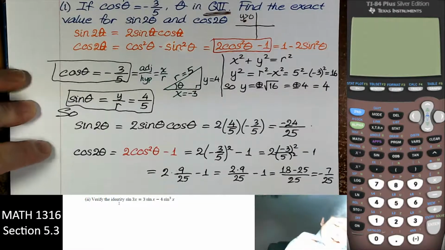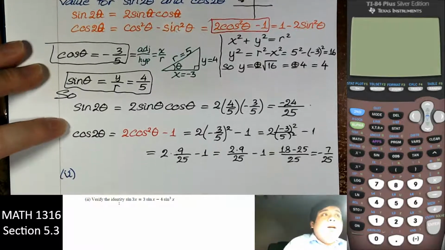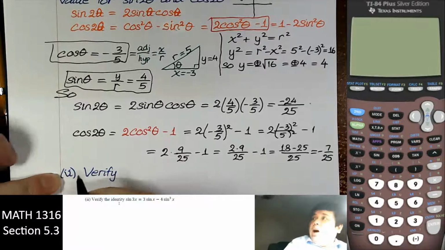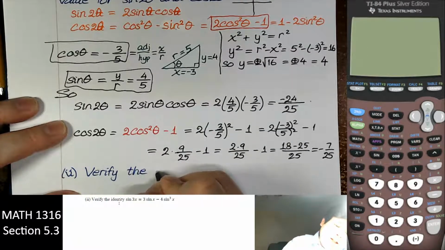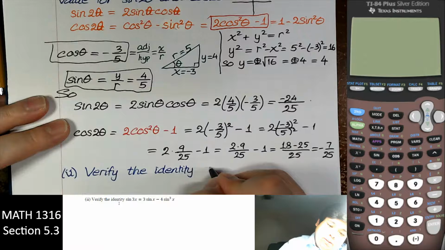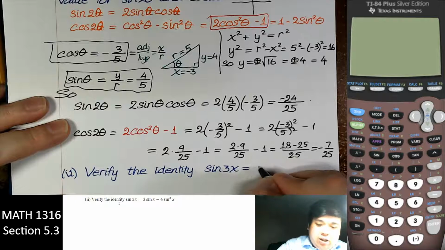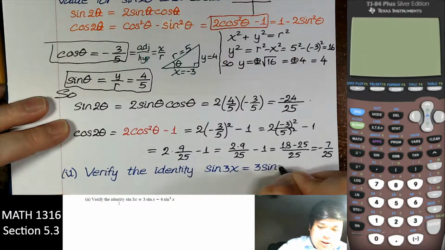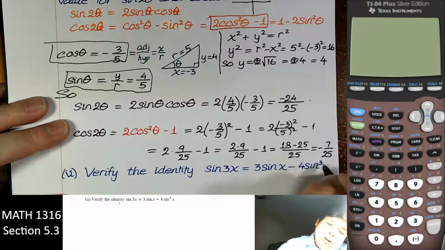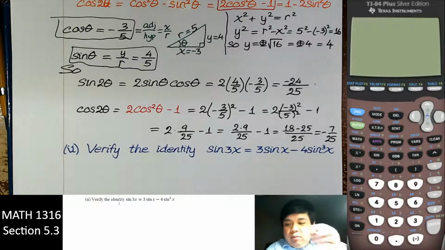Next, number 2. Verify the identity sine of 3x is 3 sine x minus 4 sine cubed. How do we prove something like this?